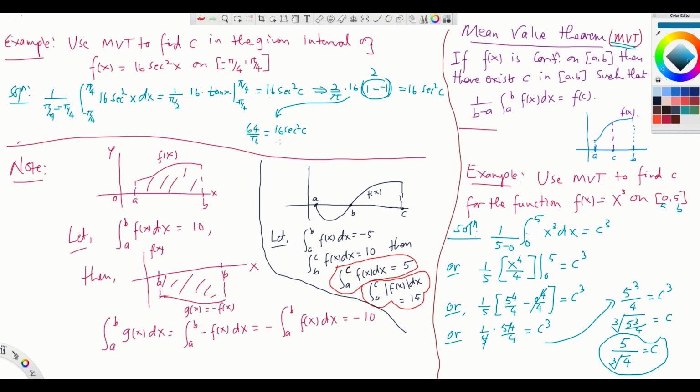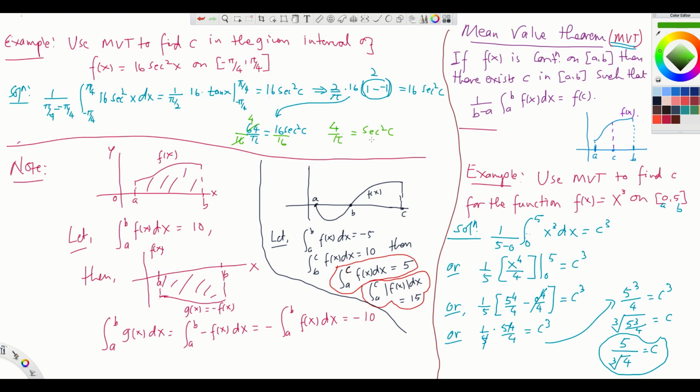So now how do I solve this? Divide by 16 on both sides. So let me do that. Divide by 16, divide by 16 here. So it will be 16 times 4, so 4 over pi equals secant square c.